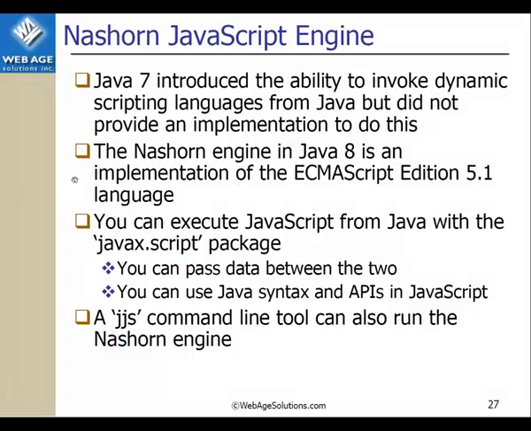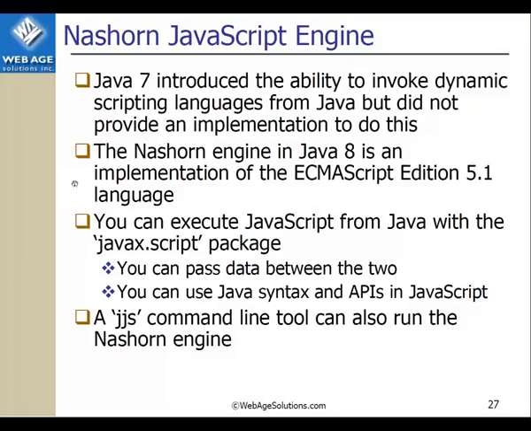All right, a couple miscellaneous things that I think we need to start wrapping up. One of the things you might hear discussed with Java 8 is the Nashorn JavaScript engine. Java 7 actually introduced the ability to invoke dynamic scripting languages from Java, but it wasn't really used as much because it didn't provide an implementation. Now the Nashorn engine in Java 8 is an implementation of a JavaScript engine. Note that it is JavaScript version 5.1.